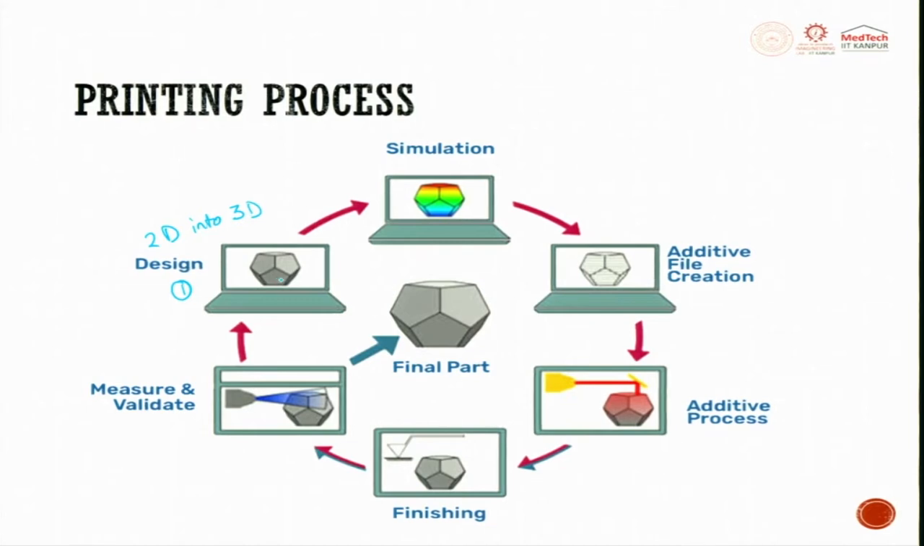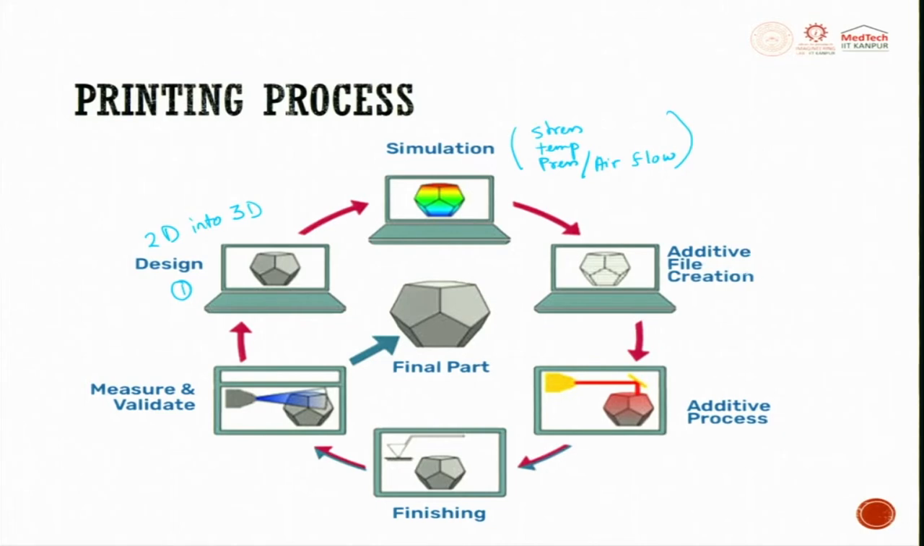Whatever you have done in 2D and into a 3D model, now that CAD you use for simulation. You can do a stress simulation, a temperature simulation, pressure or airflow simulations. So, you try to do any one of the simulations and try to do optimization at the simulation stage, try to reduce the amount of material, then transfer this file into additive file creation.